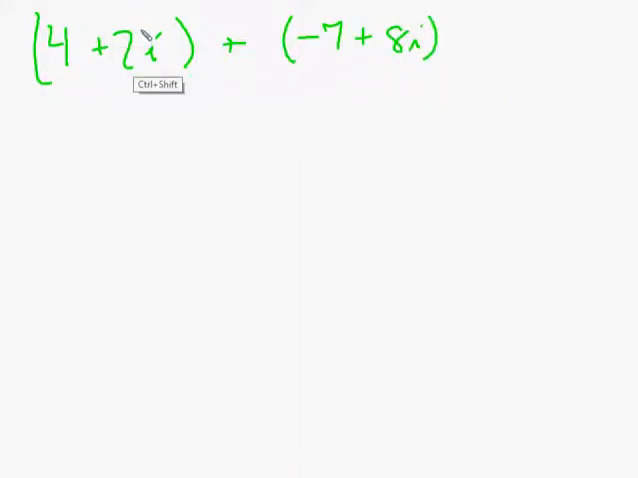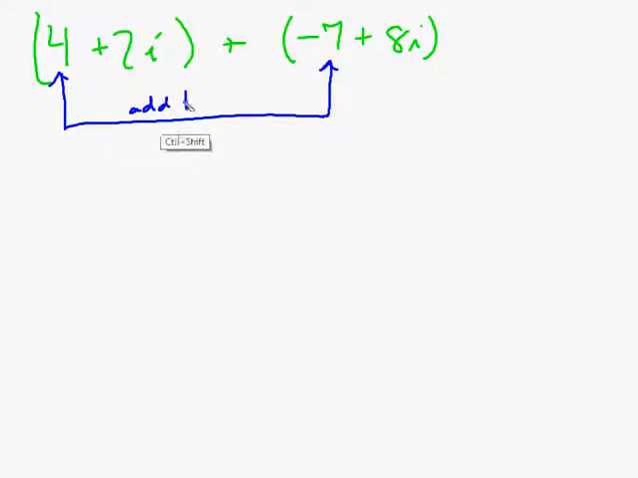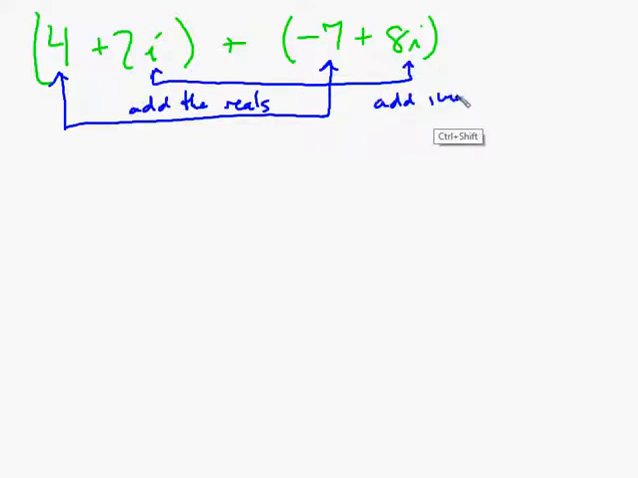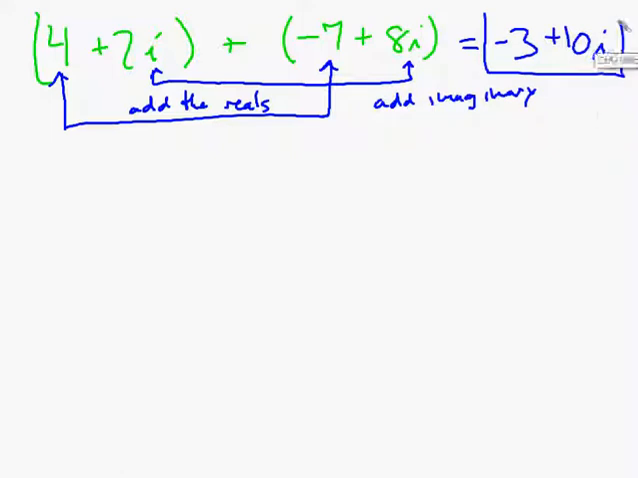Now again, how many numbers is this? 1. In this, I'm really adding one number. But the concept to add these is pretty simple. It's just like terms. I add the real part, and I add the imaginary part. So seriously, you see this on a test or quiz, you just combine like terms and you get the answer basically. 4 minus 7 is negative 3. And 2 plus 8 is 10. So negative 3 plus 10i. That is the answer.